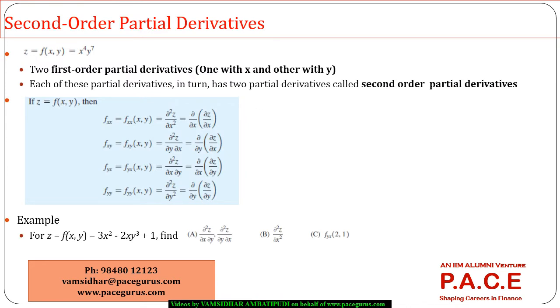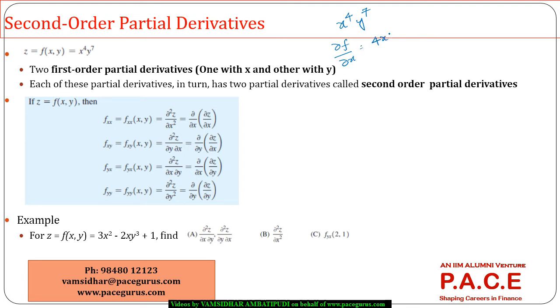Till now, whatever partial derivatives we have looked at are again first order. I just found dou f by dou x or dou f by dou y. But in some cases, I may be required to find the second derivative itself, the derivative of a derivative, and that is what we call the second order partial derivative. For a simple example, let's say f of x y is x power 4 y power 7. What is dou f by dou x? I'll treat y as constant.